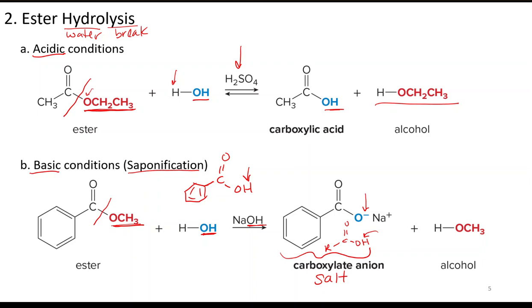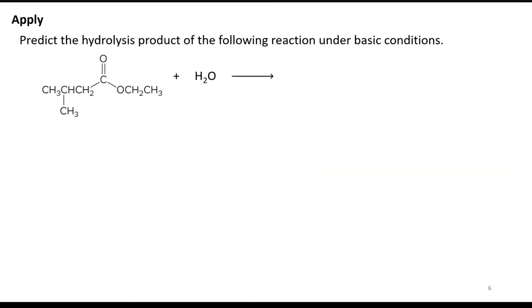Let's go ahead and apply it. So let's predict the hydrolysis product. So hydrolysis, so I know I'm going to be breaking a bond using water, of the following reaction under basic conditions. So they don't specify which base, but it doesn't matter. I'm going to know that it's a base. So what this is going to mean is that, first, let's identify our functional groups and our reactants. The first one here, well, I see that I have a carbonyl group, but this carbon is bonded to an oxygen, which in turn is bonded to a bunch of other carbons. This is the definition of an ester. So I have an ester here, and then I have water.